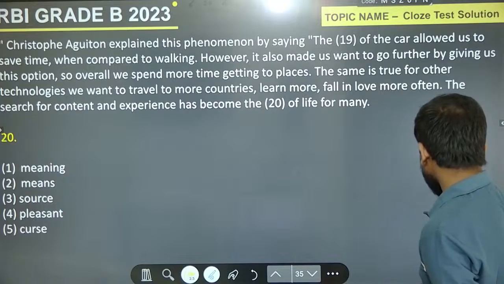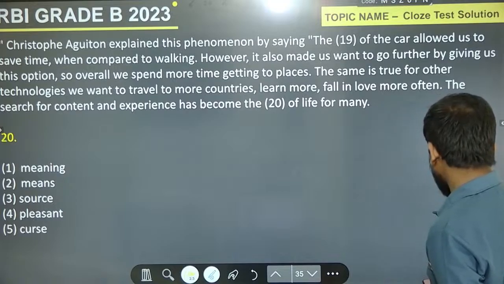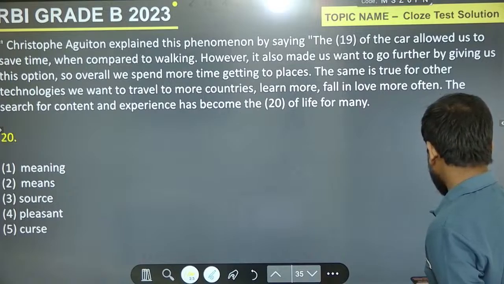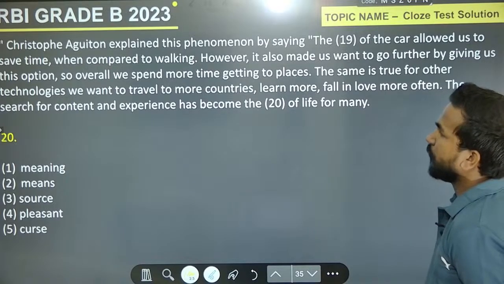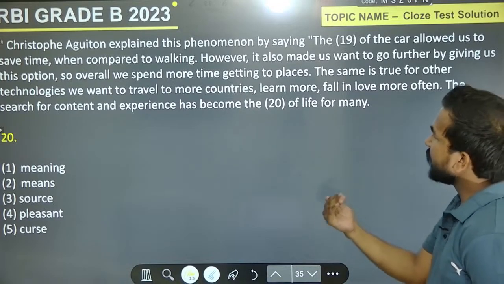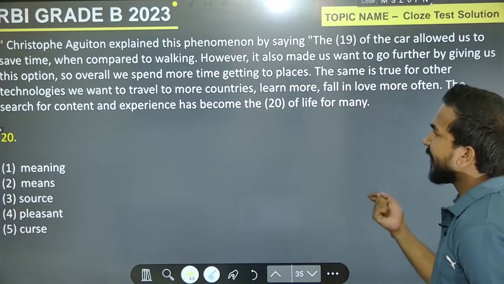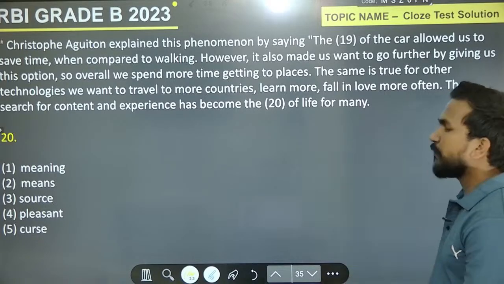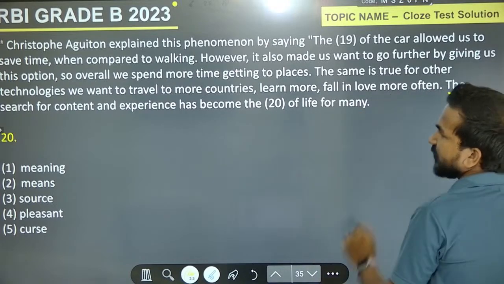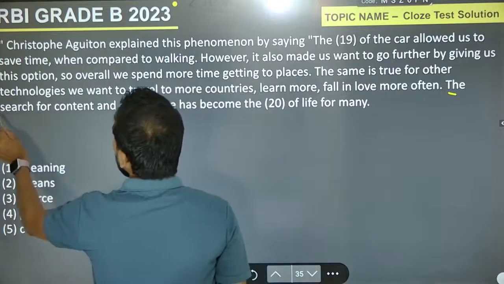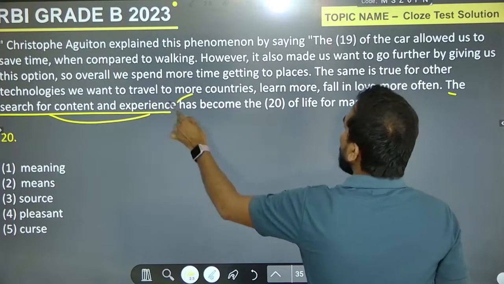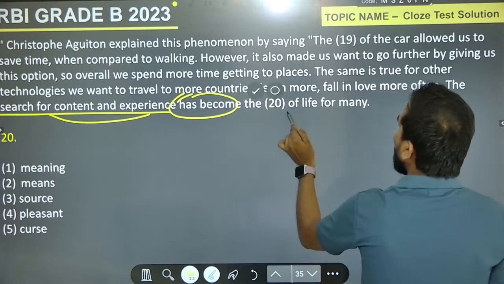We want to go for it. Okay, we want to travel to more countries, learn more, fall in love more often. The search for content and experience has become the blank of life for many. Okay, what we are talking about? We are talking about the search for content and experience that has become the blank of life for many.